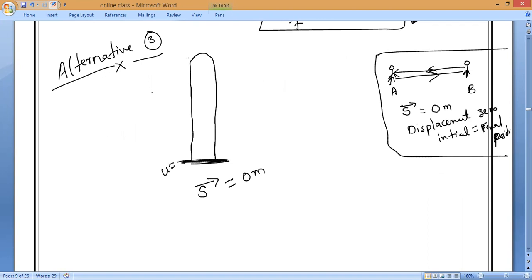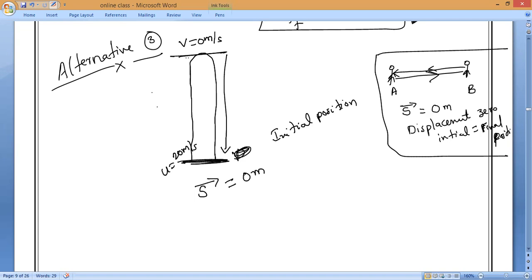Yes, sir. As we know, the initial velocity is 20 meters per second. It reaches the maximum height. What is the final velocity? Final velocity is 0. When it comes back, the initial velocity will become 0. Now, when it reaches the initial position, the initial position is equal to the final position. So displacement is equal to what, guys? Initial position is equal to final position. Then we all know that displacement is equal to 0.